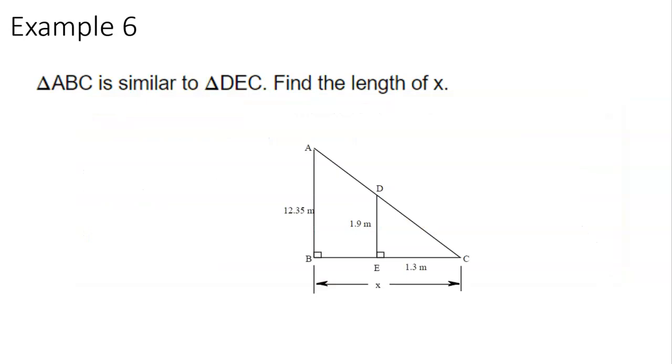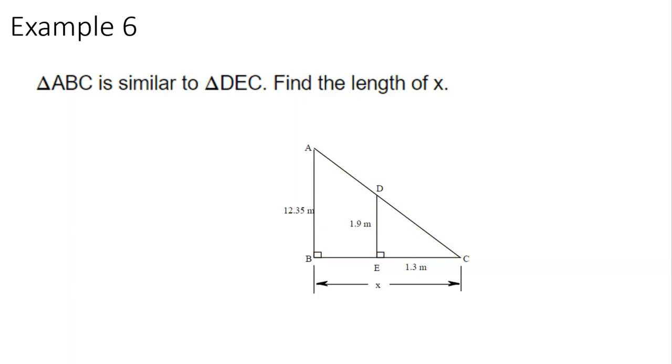Okay, let's do some more examples. So triangle ABC is similar to DEC. All right, so just make sense of it, ABC is similar to DEC. Okay, so this is the first time we've seen this split triangle. Find the length of X.